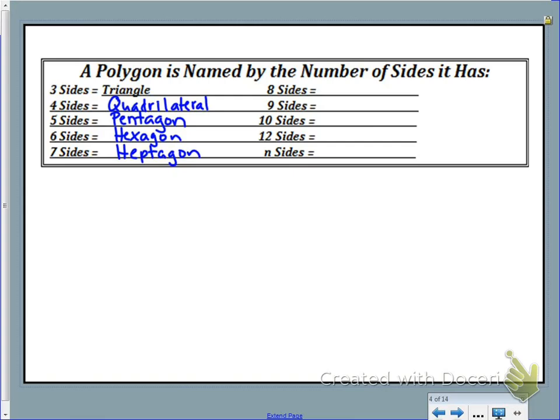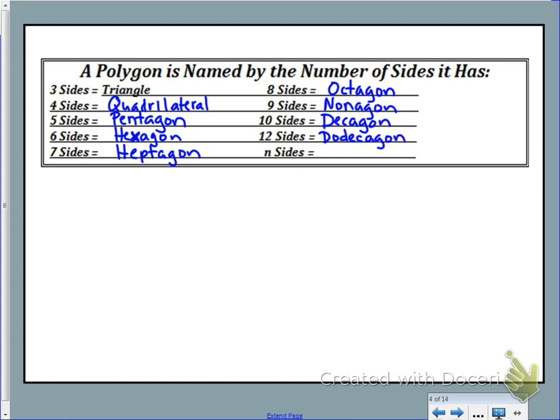Heptagon. Now the way I remember the difference between these two is the number six has an X in it, and hex has an X in it as well. So hex and heptagon are very similar sounding, so just be careful not to confuse those. Eight-sided is like our stop signs, so octagon. Nine-sided is a nonagon. 10-sided is a decagon, I apologize, decagon. And 12-sided is a dodecagon.